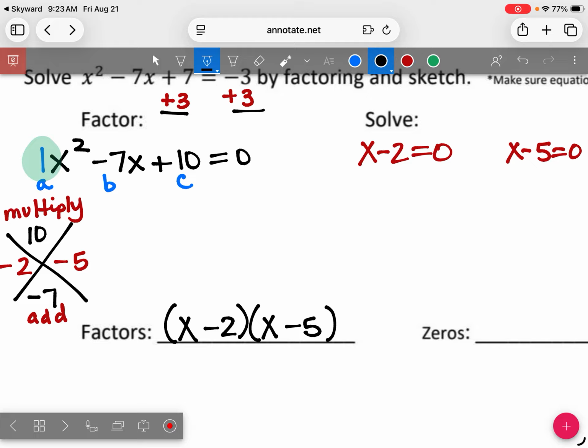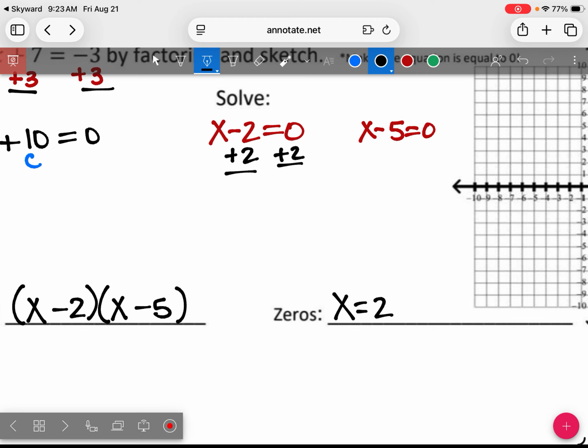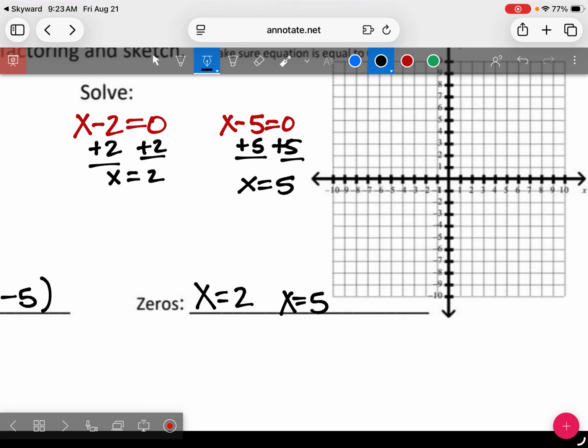So for my first one, I have to add 2. So that'll give me x equals 2. For my second one, I'm adding the 5. And that'll give me x equals 5. So on your graph, put a point at +2, a point at +5, draw a smile. Again, this is not the actual graph. This is what we call a sketch. A sketch is not accurate. Now, the graphs we did before were way more accurate. This is just a general sketch.